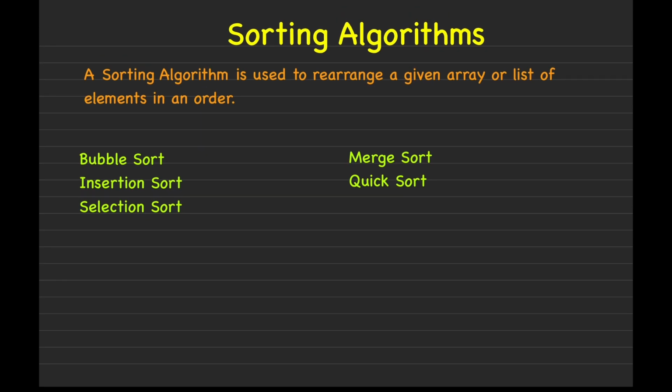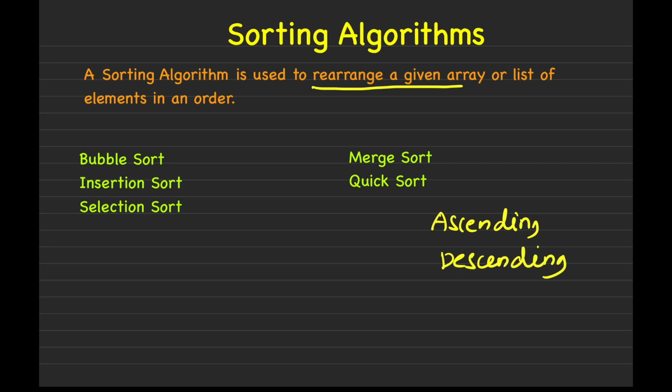Sorting is nothing but rearranging the elements. Observe carefully, I have written in the definition: sorting algorithms are basically used to rearrange the elements present in my array. You can rearrange these elements either in ascending order or in descending order. It's up to you in which order you want to rearrange your elements.